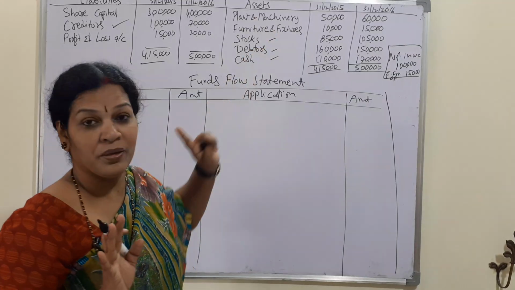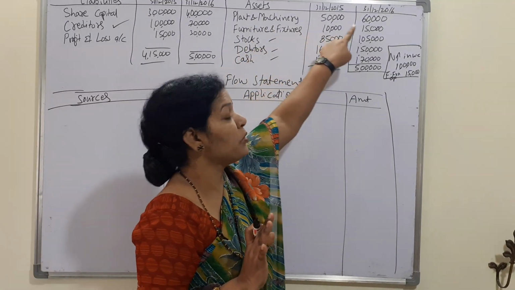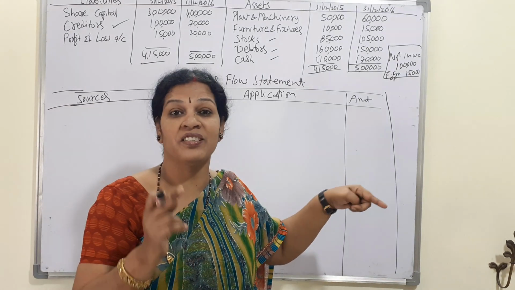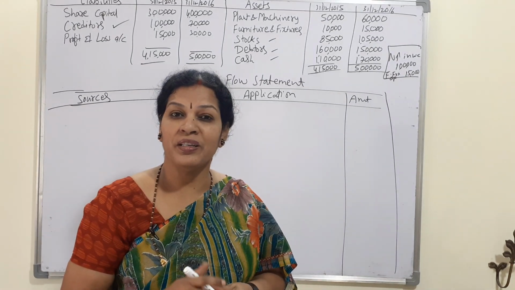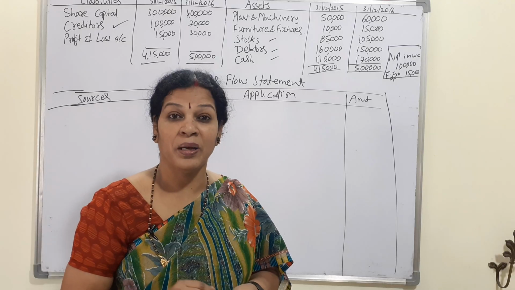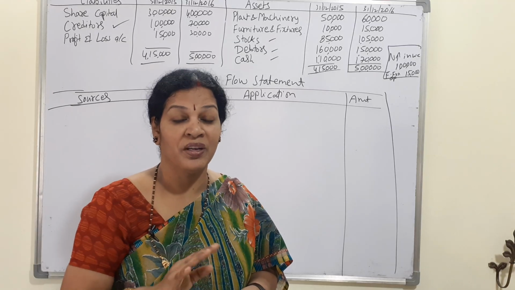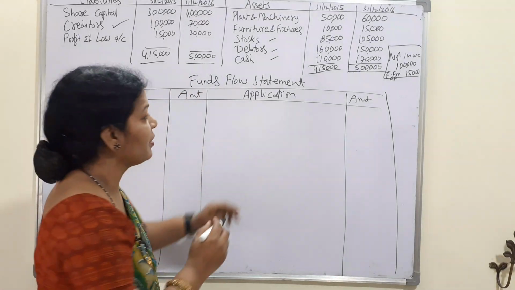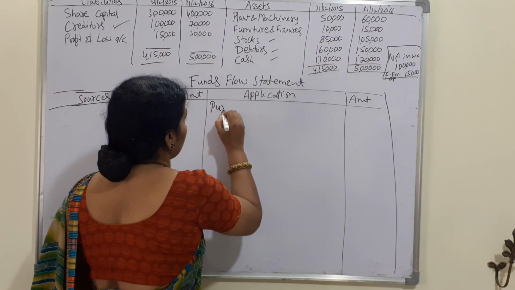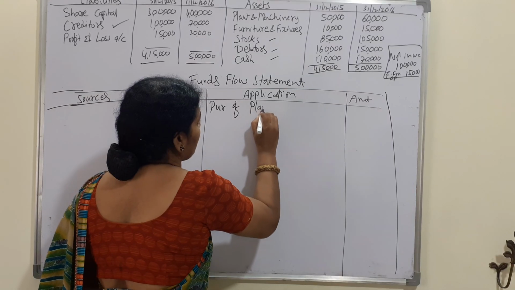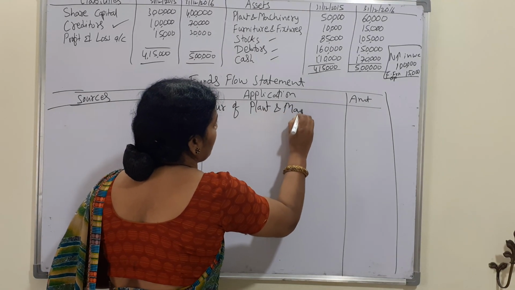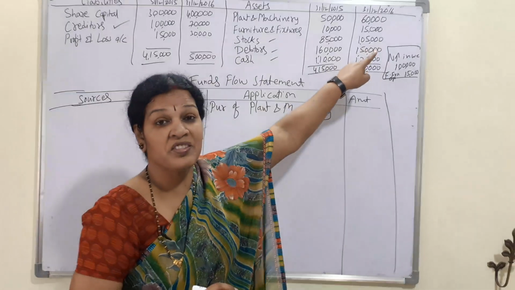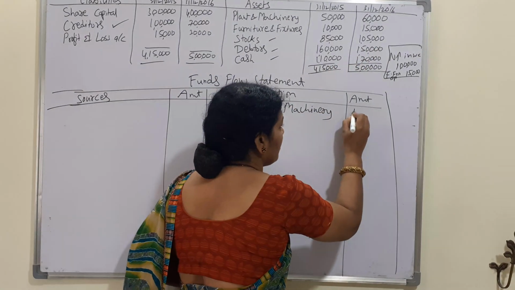Now plant and machinery. Plant and machinery we are purchasing. 50,000 to 60,000 increasing. Increasing means we are purchasing, that's the reason it's increasing. When you are purchasing, money is coming in or going out? Purchasing, funds are going out. When it is going out, it's an application. So we'll write it here: purchase of plant and machinery. How much is it? 50,000 to 60,000 is increasing, means purchasing 10,000. 10,000 will write here.